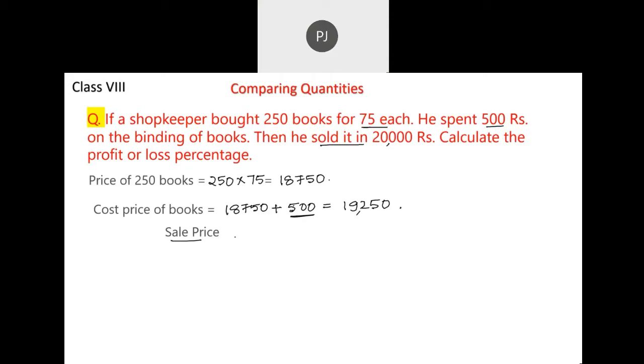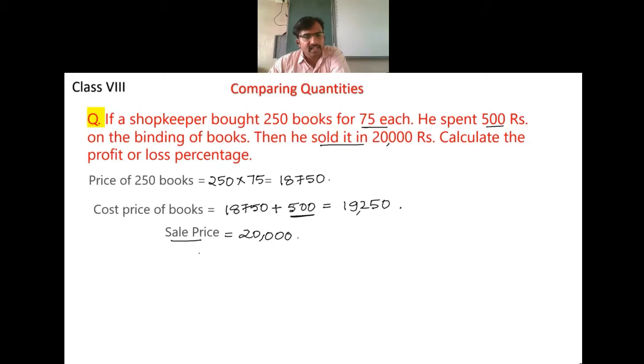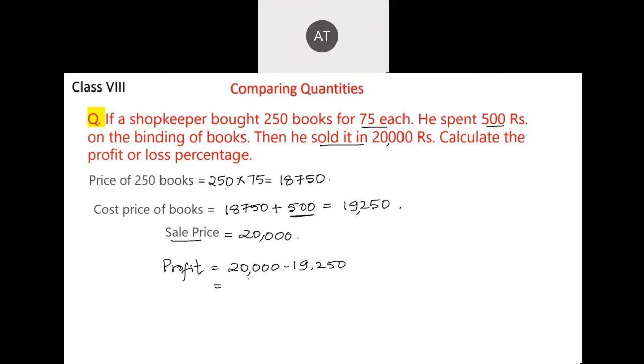20,000, sir. It is already given. So here, observe carefully. The sale price is more than the cost price, so he has got a profit. The profit is 20,000 minus 19,250, which is 750 rupees. He has got a profit of 750 rupees.